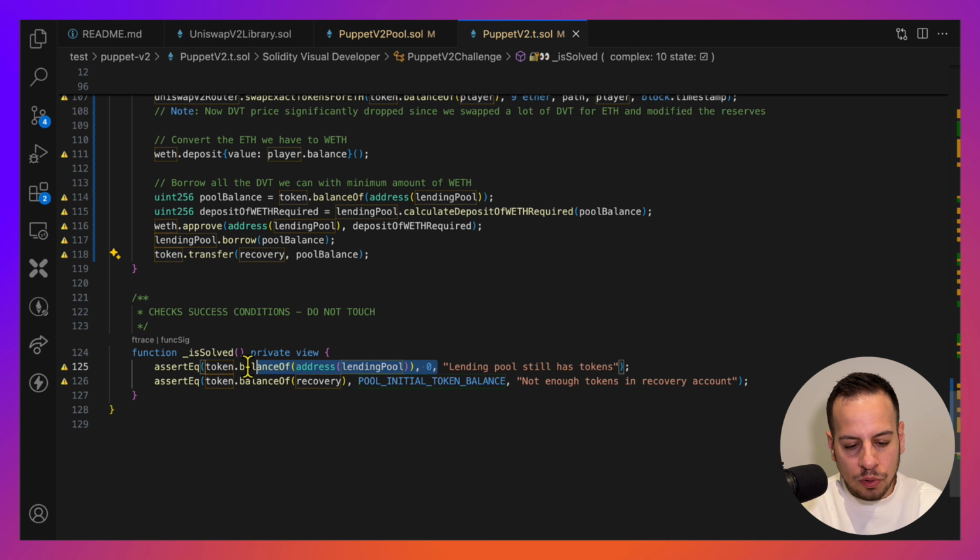So at the end, the pool should have 0 DVT tokens and the recovery account should have all the DVT balance.